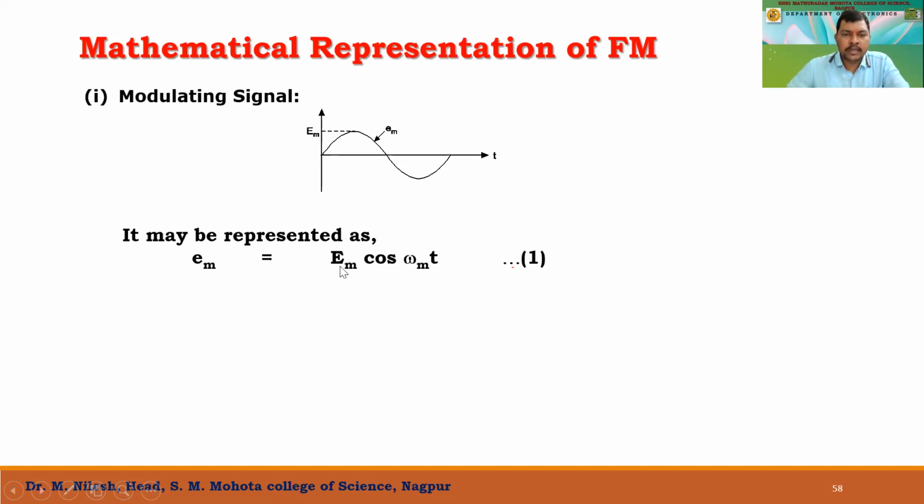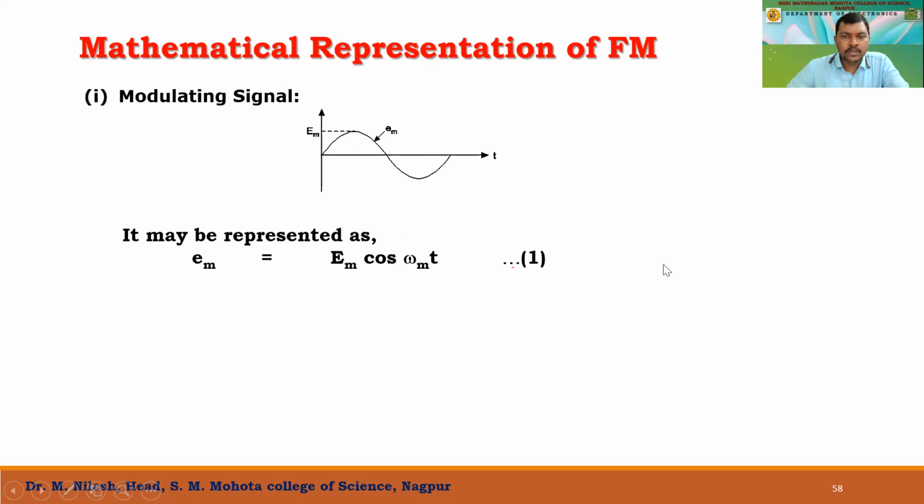This m stands for the modulating signal. Capital Em is the maximum amplitude, and the small em gives the exact value according to omega t. Capital Em is the maximum amplitude of the modulating wave, as shown over here. And this is omega m t, that is, cos of omega m into t.